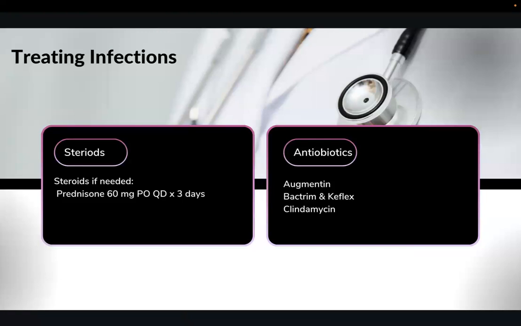So as far as treating infections for cellulitis, these are our two big go-tos. Steroids, we're going to be calling in some prednisone, 60 milligrams PO Q day times 3 days. And then these are the antibiotics that we choose from for cellulitis. Either it's going to be some type of Augmentin, Bactrim, Keflex, or clindamycin.